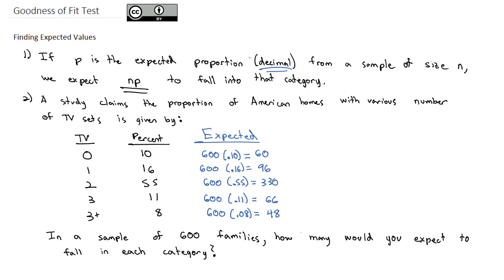Now that we know the expected number of people that own each number of TVs, we could then run a sample and compare the expected number to the actual results to see if these expected values, these percents, are correct.